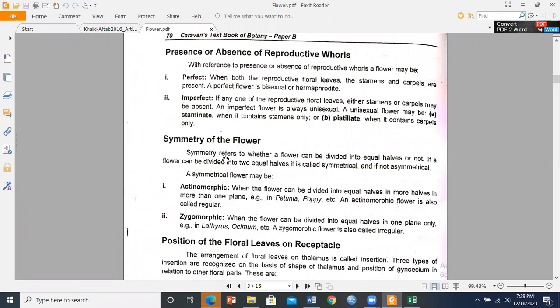Symmetry of a flower. If we can cut a flower into two equal halves in more than one plane, then the flower is called actinomorphic, and this type of flower is called regular. When the flower cannot be divided into two equal halves in more than one plane, and it can only be divided into two equal halves in one plane only, then the flower is called zygomorphic, and this condition is called irregular.